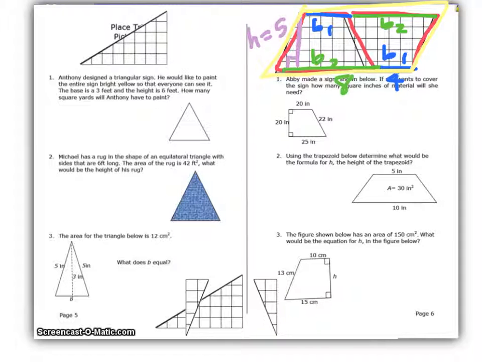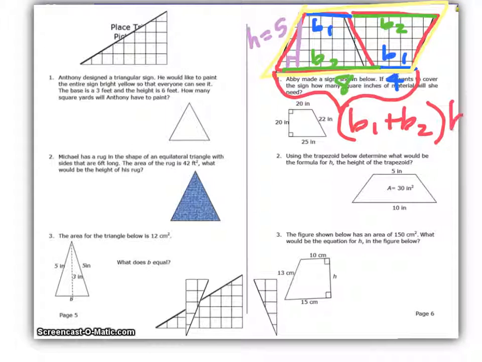Well, if I'm looking at the base and height of this yellow parallelogram that I just built, my base is the sum of this B1 and B2. That's the base of this parallelogram. It's B1 and B2. Well, if I were to take that base and multiply it by my height, that 5, it's the distance between my two bases. So my height is my 5. I'm going to multiply that by the base of my parallelogram.